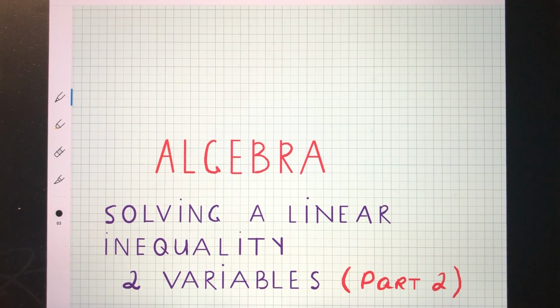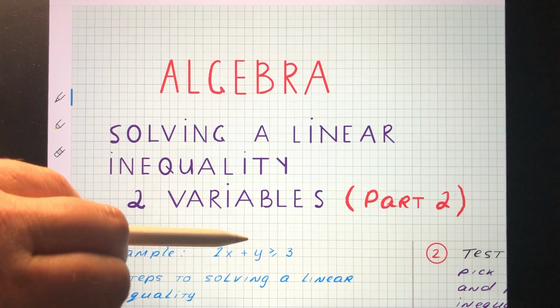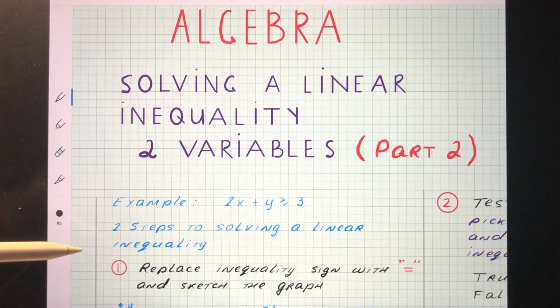Hello and welcome. In this video, let us practice solving a different linear inequality with two unknowns. So here is another example: 2x plus y is greater or equal to 3. There are still the same two steps to solving the linear inequality.